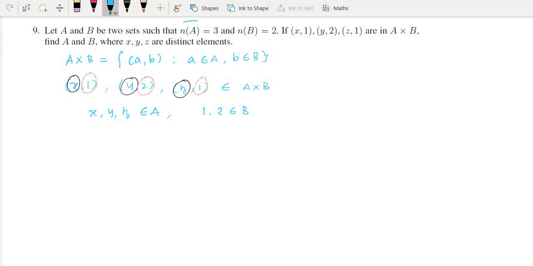So fortunately we have n of A is equal to 3. So A will have only 3 elements which are x, y, z, and B will have 2 elements which are 1 and 2. So we can conclude that A is a set which contains the elements x, y, z, and they are distinct as well, and B is a set which contains the elements 1, 2.